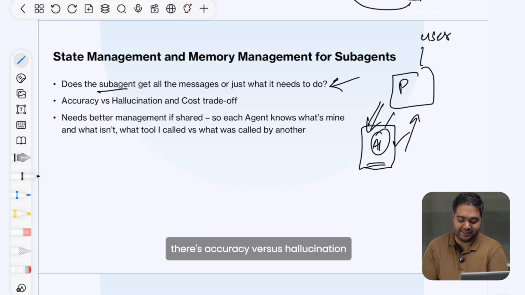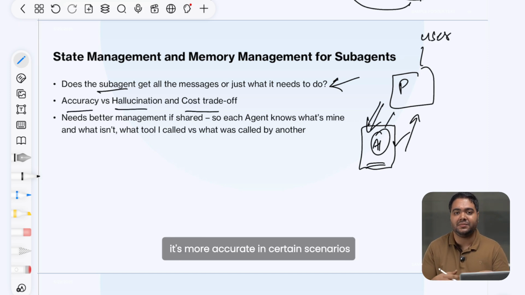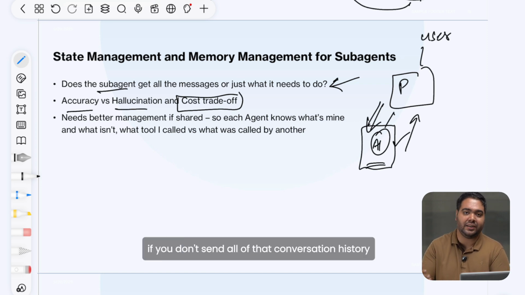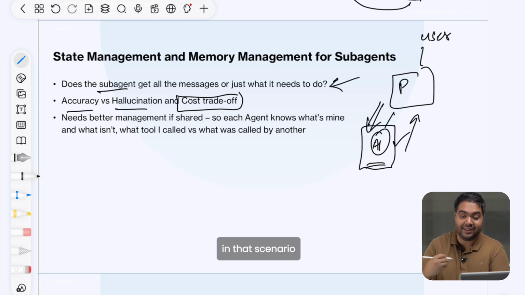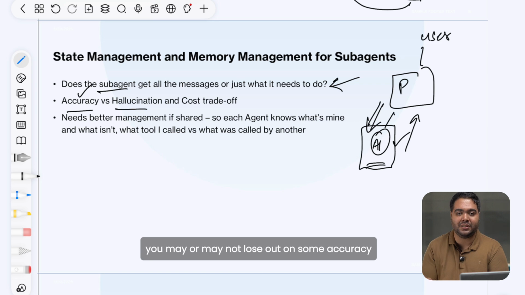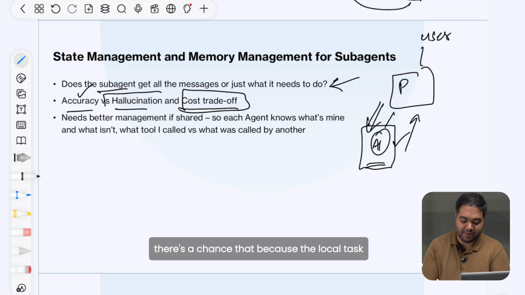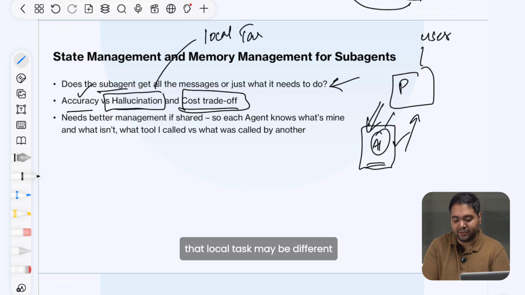There are trade-offs for this. There's accuracy versus hallucination and cost trade-offs. If you send the entire context, it's more accurate in certain scenarios, but you also incur a lot more cost because you're sending more tokens to that LLM. And in other scenarios, if you don't send all of that conversation history, you just send the individual tasks that agent is supposed to accomplish. In that scenario, you may or may not lose out on some accuracy, but you're saving a lot on cost. Now, in this scenario, there's a chance that the local task which that agent is supposed to accomplish may be different from the global task.